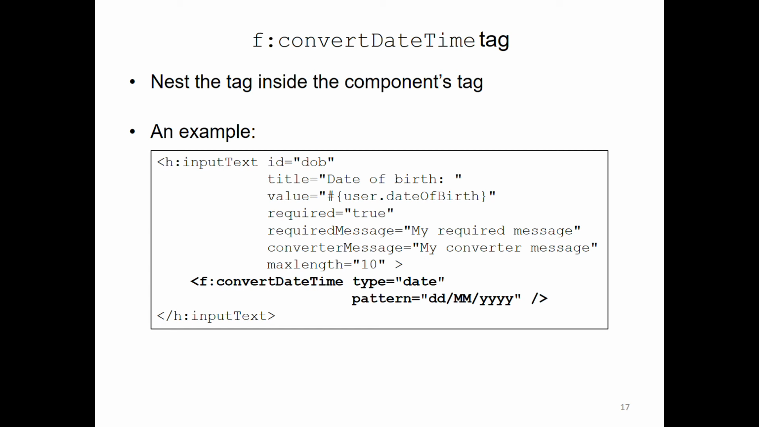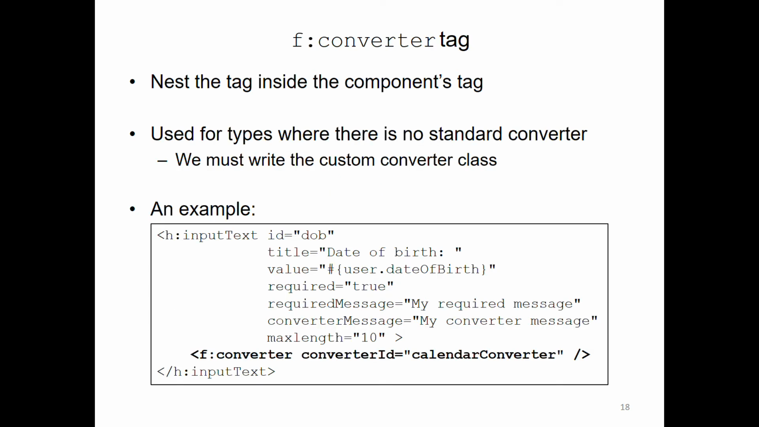So if the user types 03/07/2006, that will convert according to this pattern into a date object, no problem. But if the user types something else, like hyphen or dot instead of a slash, that will not convert, and so we get an error message. The error message, of course, will then be that converter message that is being defined as an attribute on the element.